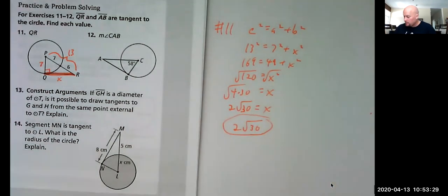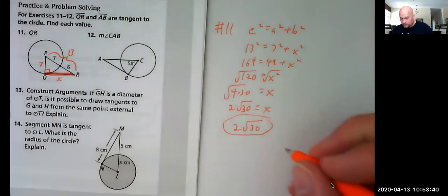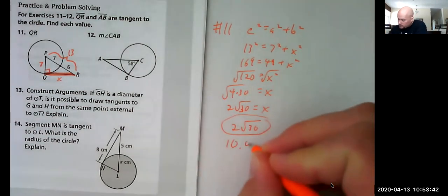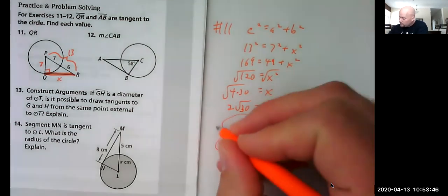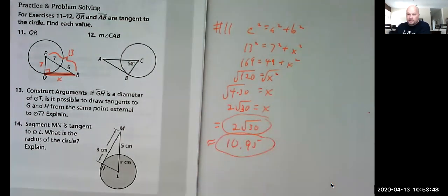If we wanted to do it as a decimal, when we take the square root of 120, it would give you 10.95 as a rounded answer. So this is the exact value. This is a rounded answer.